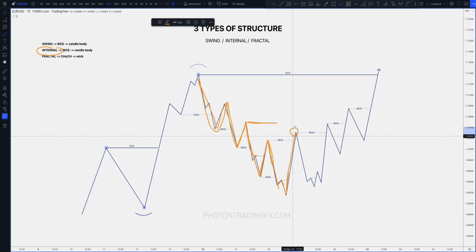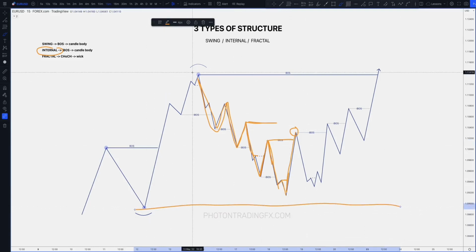Before, what we were saying, which is not as clear cut as this, was that once we get a change of character here, by looking at those little candle pullbacks, the internal structure is now bullish. But that's not really that accurate. It's when you get those larger internal swings like this and that then breaks, that's truly when you get a much stronger signal that the internal structure is now aligned with the overall swing structure.